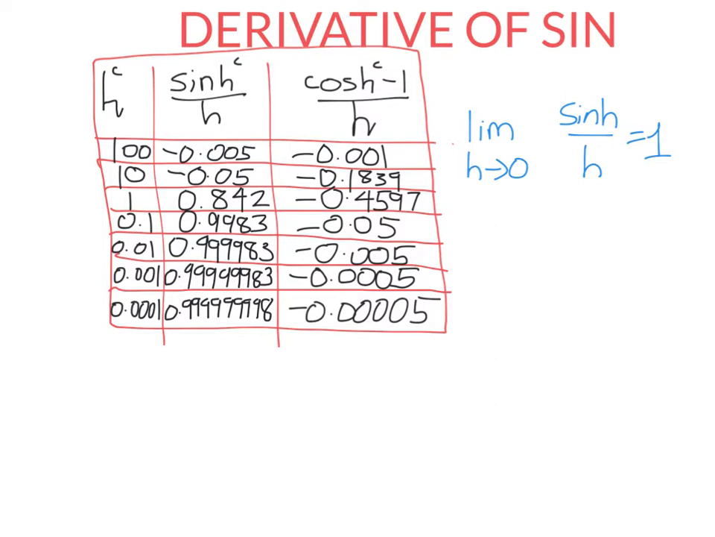Now I need to make sure that you understand that this is true only when h is in radians. That's what the little c there means.